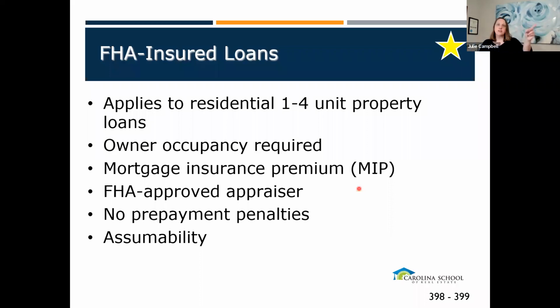FHA charges a one-time fee at closing called a MIP, mortgage insurance premium. It's in addition to any discount points. It's in addition to the loan origination fee. It's a one-time fee.